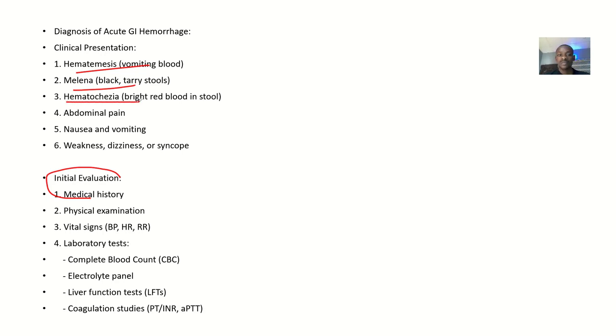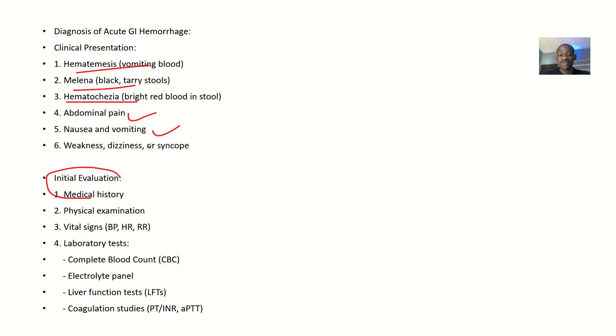Hematochezia is what? Bright red blood in the stool, right? So if they are passing melena, you know it is upper GI bleeding. Before the blood went through the gastrointestinal tract, it became black. Then if they are passing bright red blood, you know it was lower gastrointestinal tract bleeding, right? The patient may also complain of abdominal pain, nausea and vomiting, dizziness, weakness, syncope, all of that, all right?